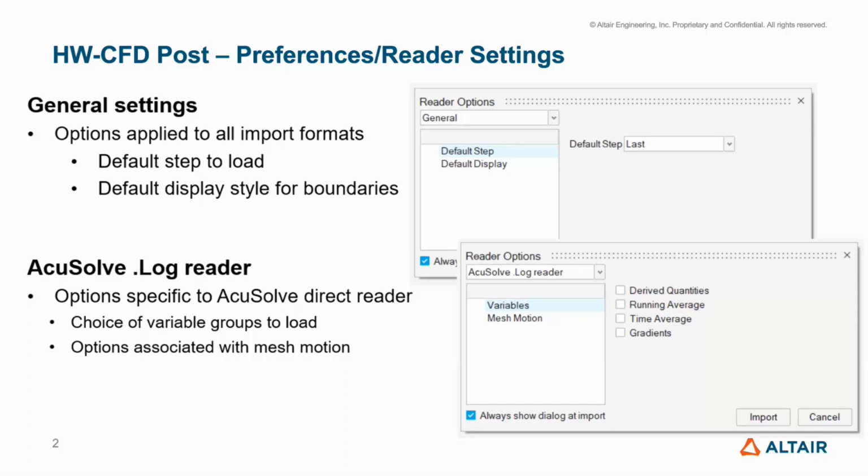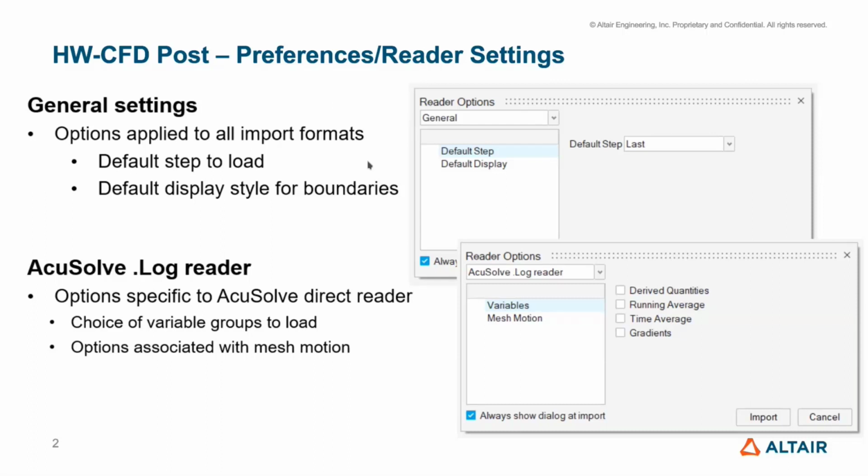The second collection of settings is specific to the readers. Right now we only support options that are specific to the AcuSolve log reader, but this is where you'll see options associated with which collections of variables you want to read, and some of the options associated with mesh motion are in there as well.